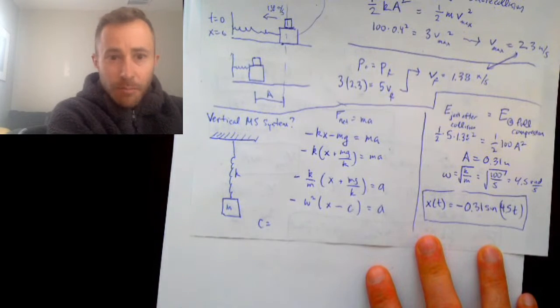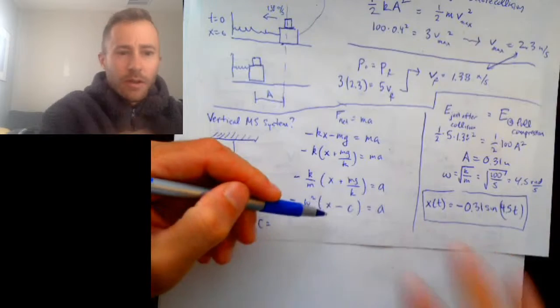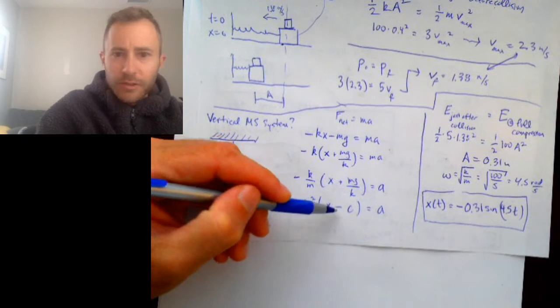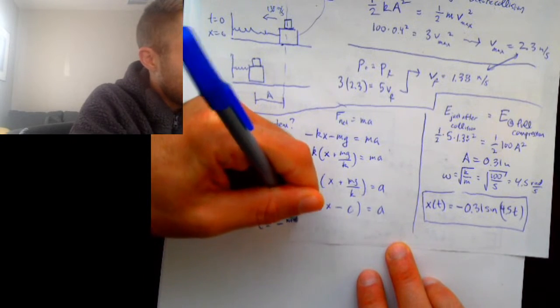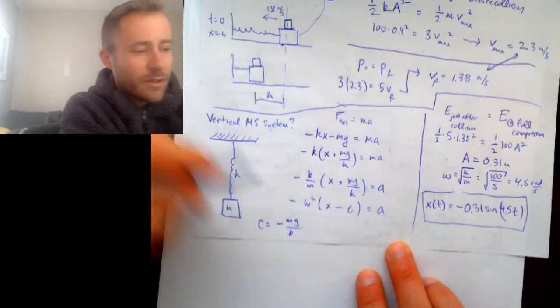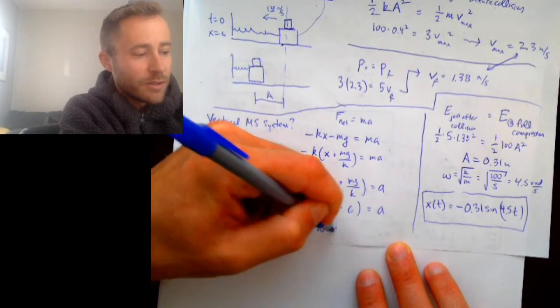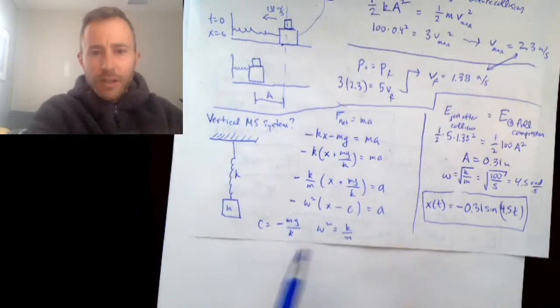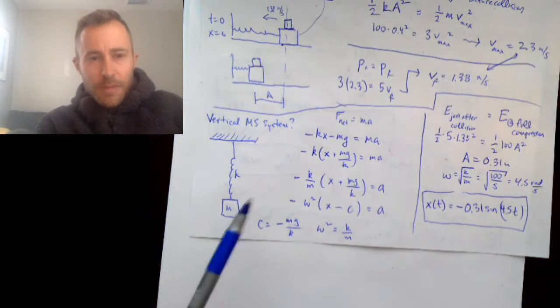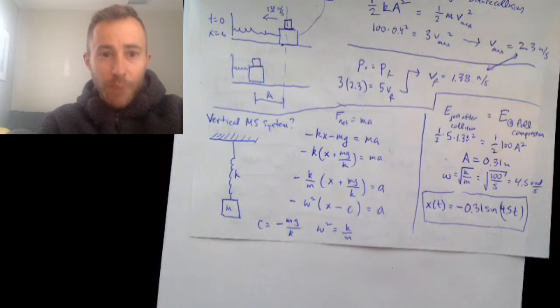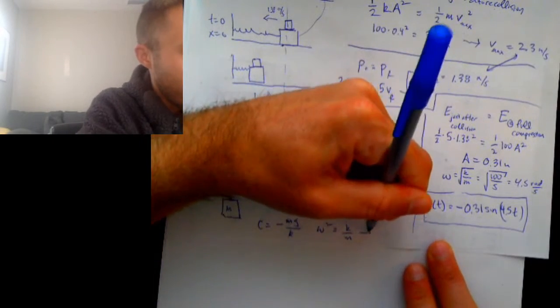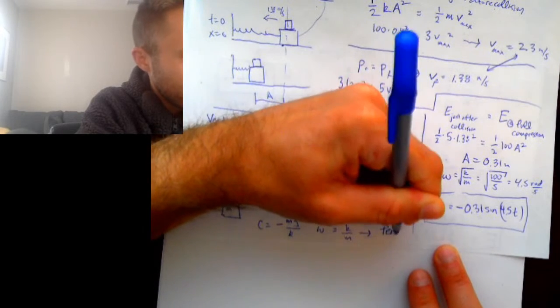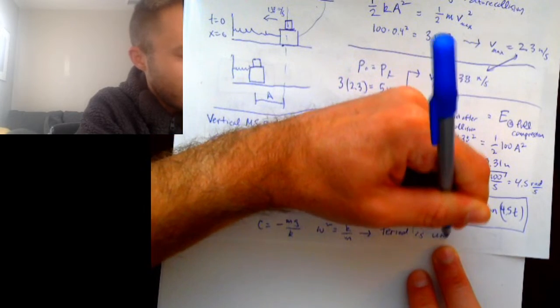Excellent. Yeah, it's minus mg over k because see how this is minus c and that's plus. So it's got to be minus mg over k. And what we can see is that omega squared is still k over m. So the lesson here is that if you have a vertical mass spring system, the period is unchanged because omega is unchanged.